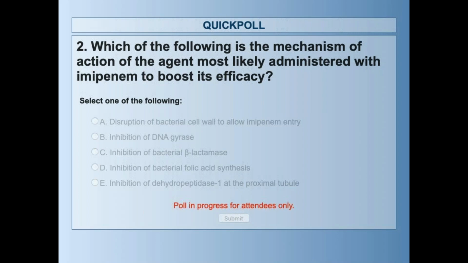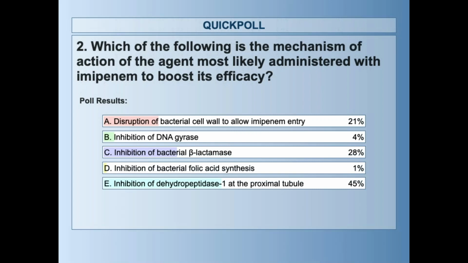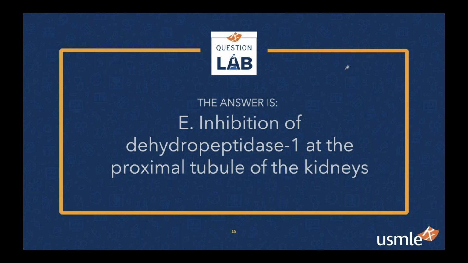All right, let's see what you guys selected. Looks like in first place was E, inhibition of dihydropeptidase 1 at the proximal tubule, with 45% of you picking it. In second place was answer choice C, with 28% of you picking inhibition of bacterial beta-lactamase. So let's see what the correct answer is. And the correct answer is E, inhibition of dihydropeptidase 1 at the proximal tubule of the kidney. So well done, everybody. And let's hand it back off to Ari.